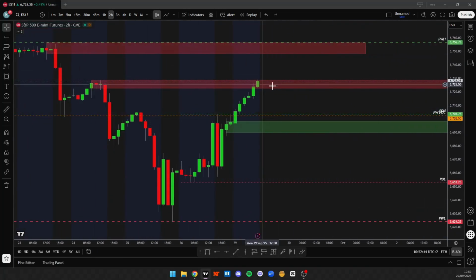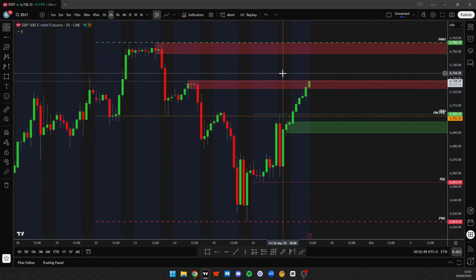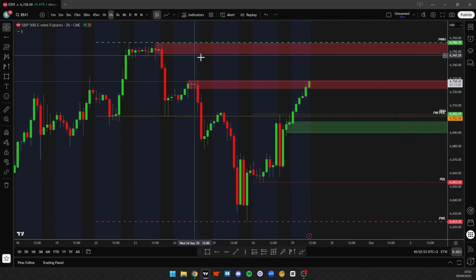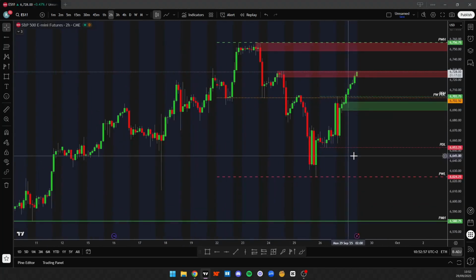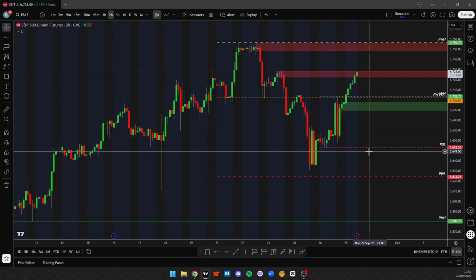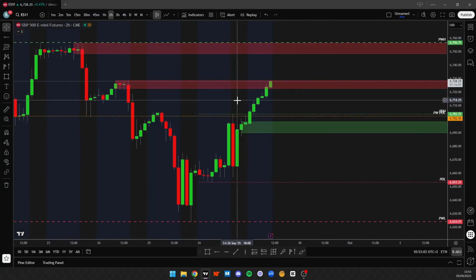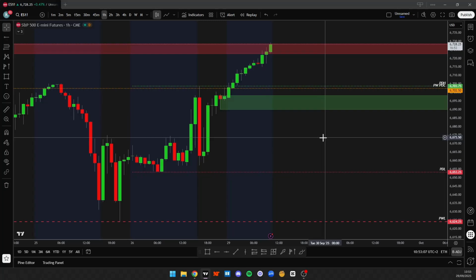If price would break this supply, then this would be my next area of interest to be selling, which obviously also aligns with all-time highs, right? And previous week high. Now on the H3, so far I don't really see much, H2, I don't really see much else to be drawing. Let's take a look now on the lower time frame, such as the H1, see what happens there.